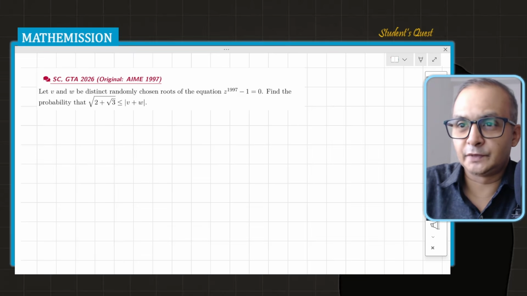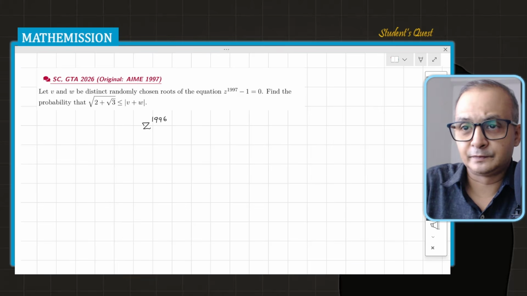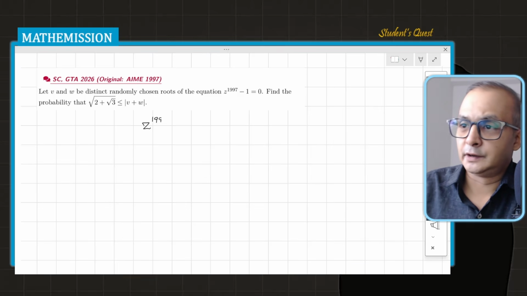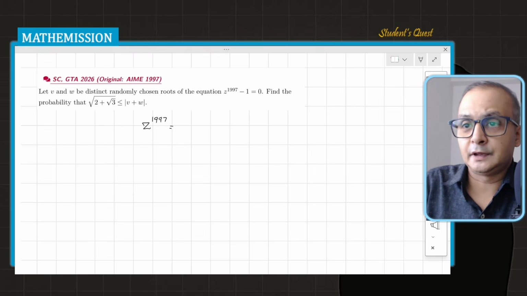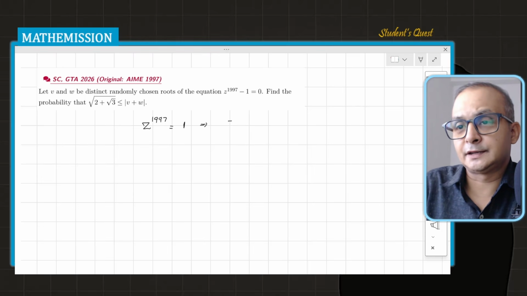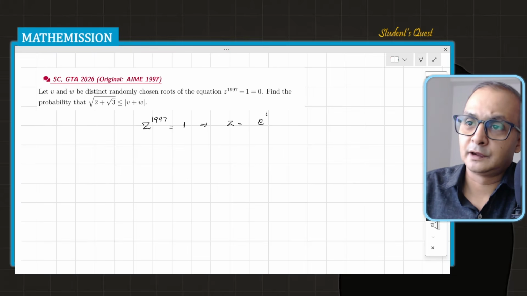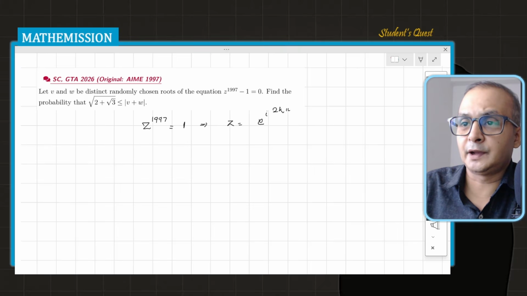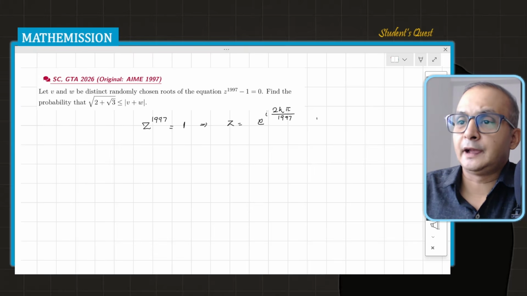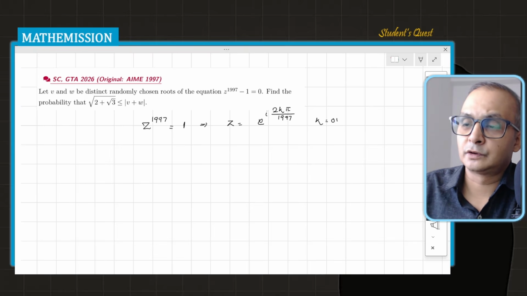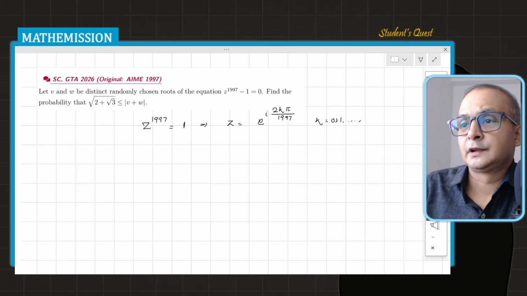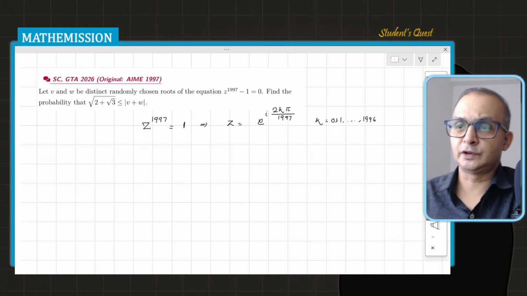This is of course the roots of unity. So z to the power 1997 is equal to 1, and I can write z as what? 1 to the power 1/1997, so you can write directly e to the power i 2kπ by 1997, and k runs from 0 and goes up to 1996. This is not so difficult.